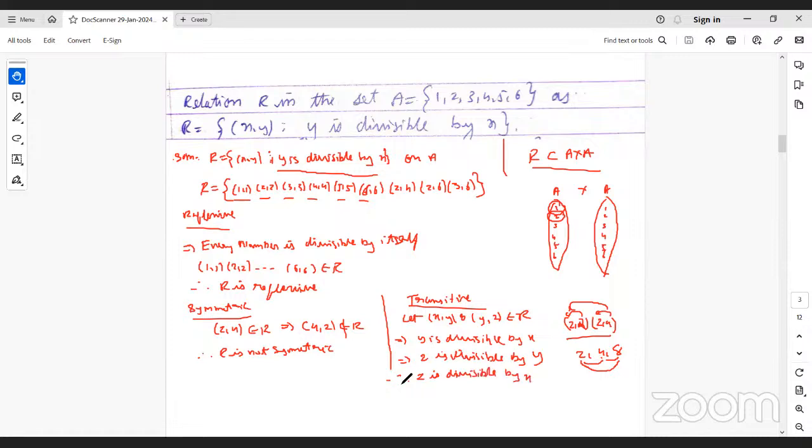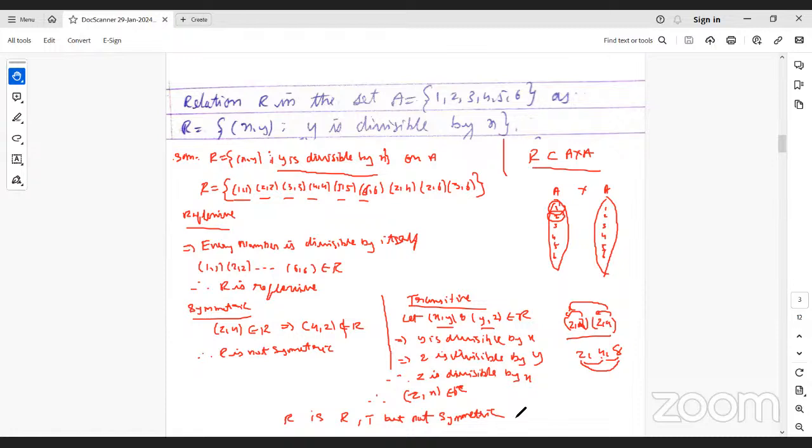Since z is divisible by x, this given relation is reflexive and transitive, but not symmetric. One last sentence: since z is divisible by x, (z, x) belongs to R. So we started by considering two ordered pairs (x, y) and (y, z), and we showed that (z, x) also belongs to R, therefore it is transitive. The relation is reflexive and transitive, but it is not a symmetric relation. So this is how we can check whether the given relation is reflexive, symmetric, and transitive.